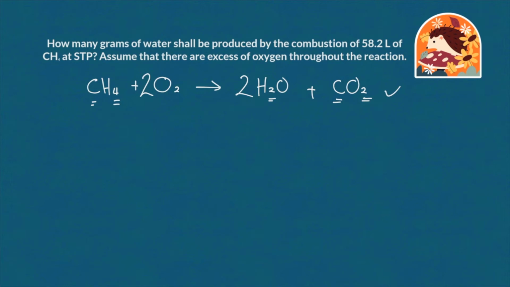So from this equation, we can see that 1 mole of methane, CH4, will produce 2 mole of water. So from here, then only we can proceed on to know what is the mass of water that shall be produced when this much of methane is being used in the combustion.